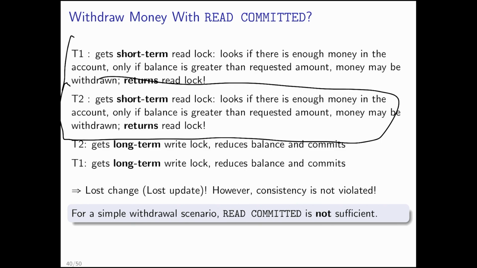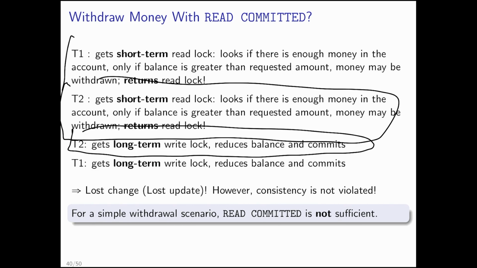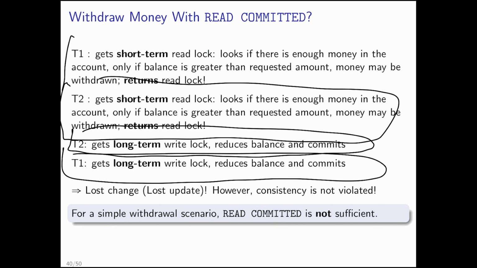T2 gets the short-term read log, looks if there's enough money, same thing here, returns the read log. T2 gets the long-term write log, reduces the balance and commits. T1 does the same thing. So that's a lost change, because the transaction overrides the change done by T2 in this example. Consistency is not violated. However, for the simple withdrawal scenario, this is not sufficient. If you're withdrawing from one account concurrently, that's not going to work because you're losing an update here.